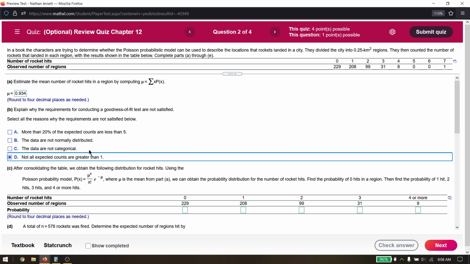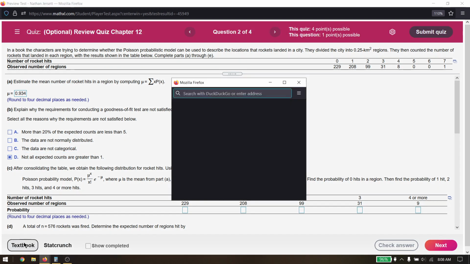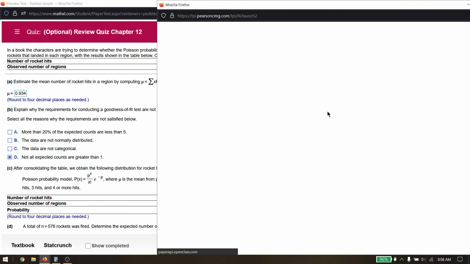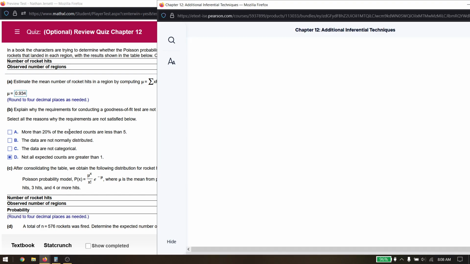It doesn't matter if it's normally distributed because we're trying to fit the data to a Poisson probabilistic model, and that's not normally distributed. The data are not categorical, that doesn't matter. So I'm just thinking about A. Let's look at the textbook again for the requirements. I'm pretty sure the textbook says 80% are greater than 5, which I believe is the same thing as that.